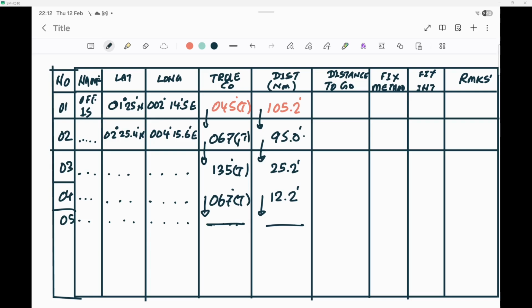So now only you can find out the distance to go. Now you can see the total distance to go is 105.2 plus 95 plus 25.2 plus 12.2. Are we clear? So the total distance to go is going to be how much? Tell me, guys, how much? You have to add all this. Add and tell me.